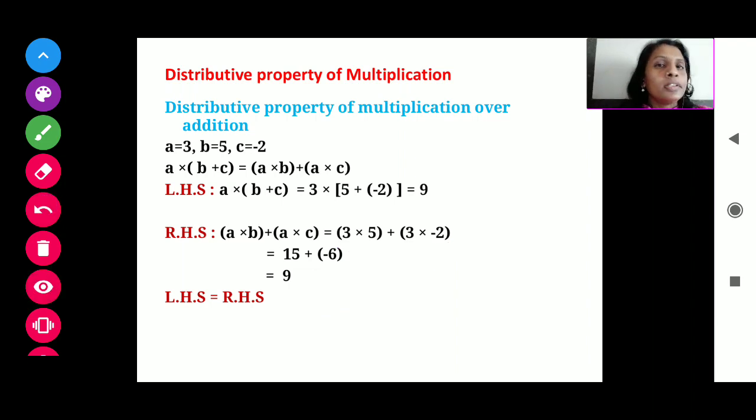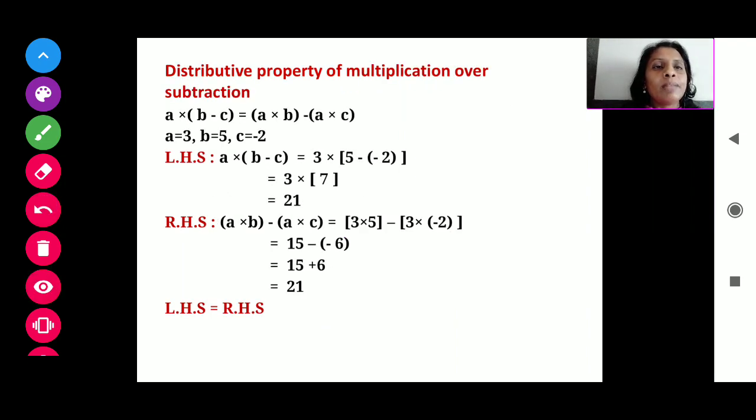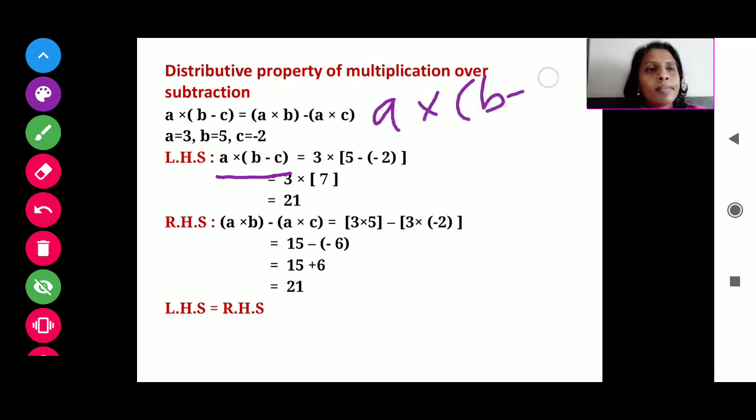Now, distributive property of multiplication over subtraction. It is the same like that, only the subtraction sign will be there in place of the addition sign. So A into (B minus C). Now the value is the same. So A into (B minus C).